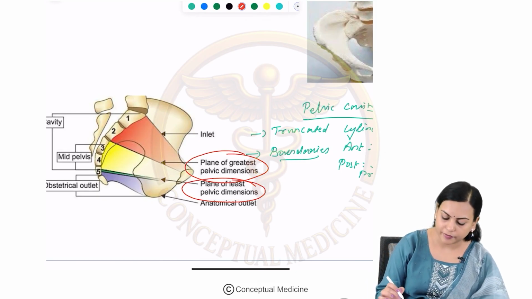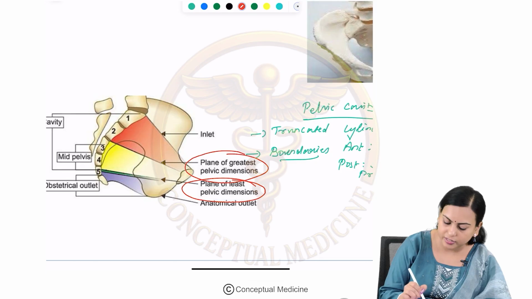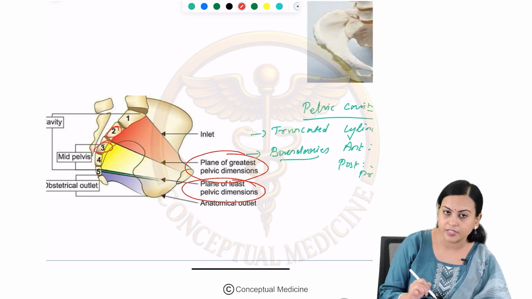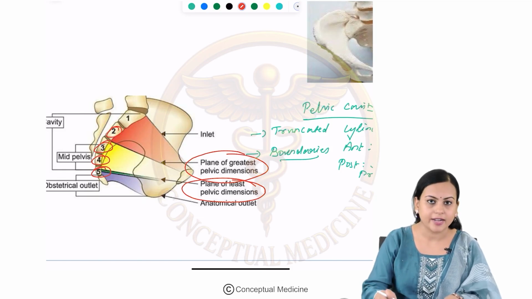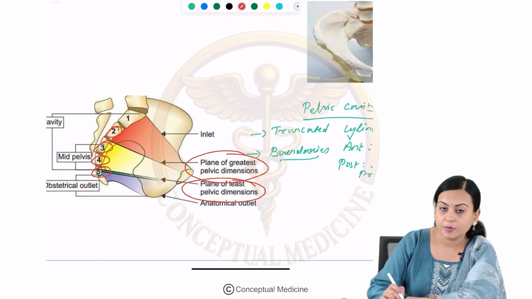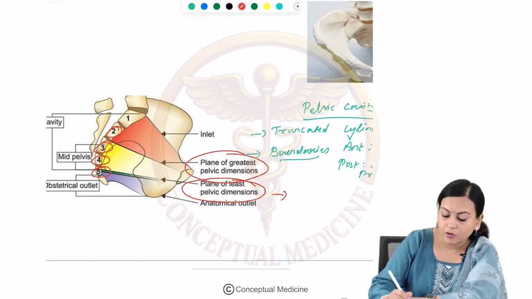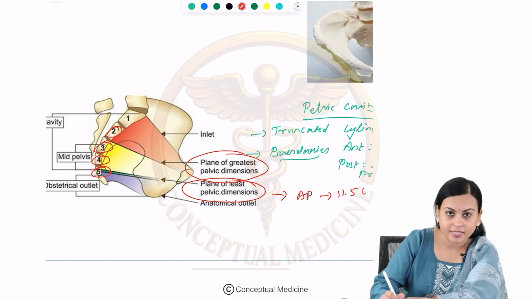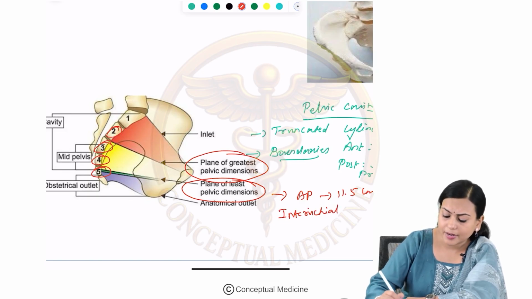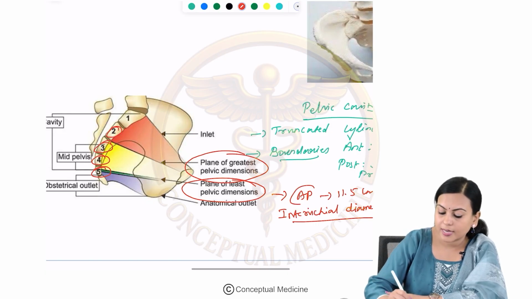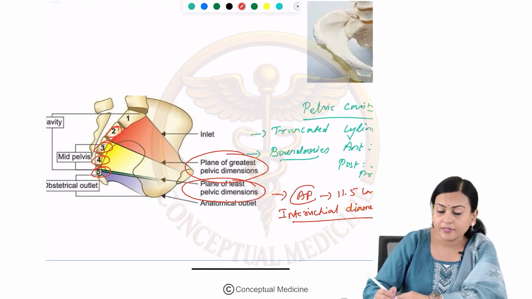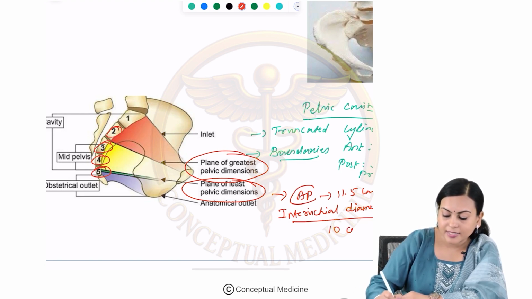Now, plane of greatest pelvic dimensions, if you see in this picture, you will be able to understand that it lies at the level of S2 and S3 vertebra, and plane of least pelvic dimensions lies at the level of S4 and S5 vertebra. Plane of greatest pelvic dimensions does not have any obstetrical significance, but the plane of least pelvic dimensions has obstetric significance because the anteroposterior diameter is 11.5 centimeters, and here you have the interischial diameter or the bispinous diameter, which is around 10 centimeters.